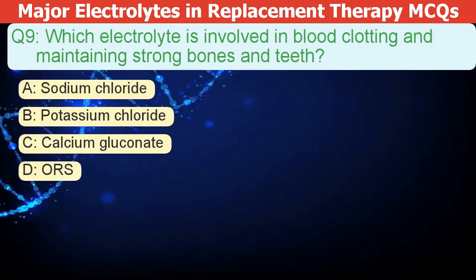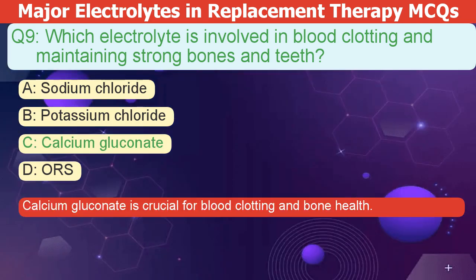Which electrolyte is involved in blood clotting and maintaining strong bones and teeth? A. Sodium chloride. B. Potassium chloride. C. Calcium gluconate. D. OS. The correct answer is C. Calcium gluconate is crucial for blood clotting and bone health.